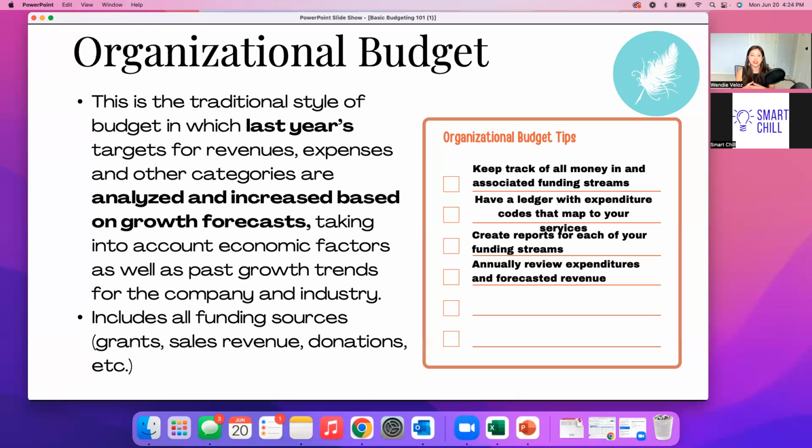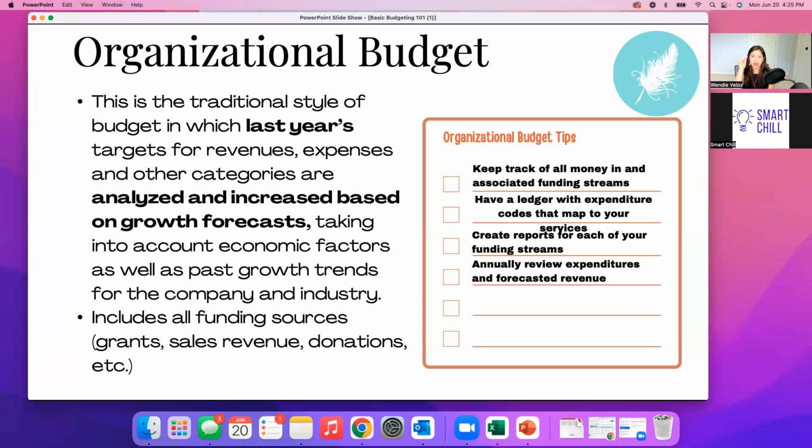So your organizational budget usually includes all of the funding sources. It might be grants, it might be sales revenue, donations, profit, all of these things that you hear about from the business nonprofit side coming in. Those are all the funding sources that are coming into this organizational budget. Going out is every expense that you have as an organization. So this is the very macro level budget for your functioning. This is not what we are going to talk about today.